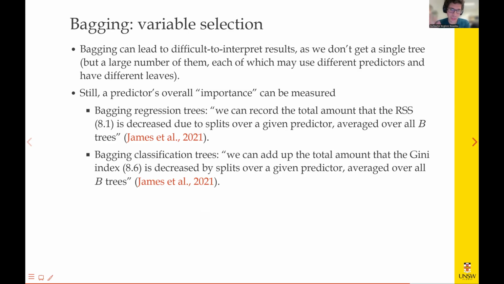And for classification trees, same idea, but instead you compute, for example, the Gini index, or I suppose you could use the entropy. By how much does the Gini index or entropy decrease when you use a given predictor to make your splits, averaged over all the B trees.